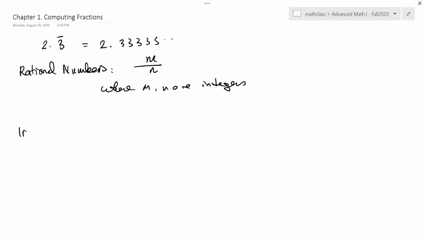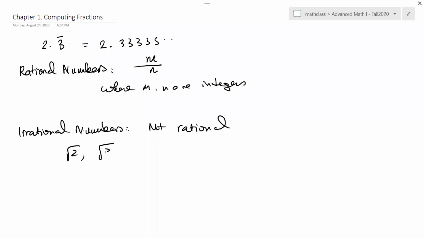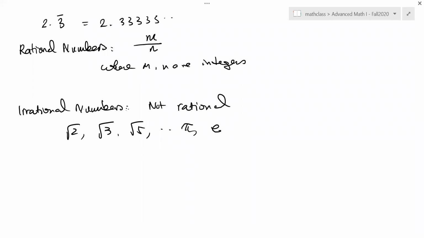Irrational numbers are numbers which are not rational numbers. Those are the numbers not rational. Very simple, but it's not easy to prove. For example, square root 2, square root 3, square root 5, and so on. Pi. Maybe you also heard about e. Those are irrational numbers.